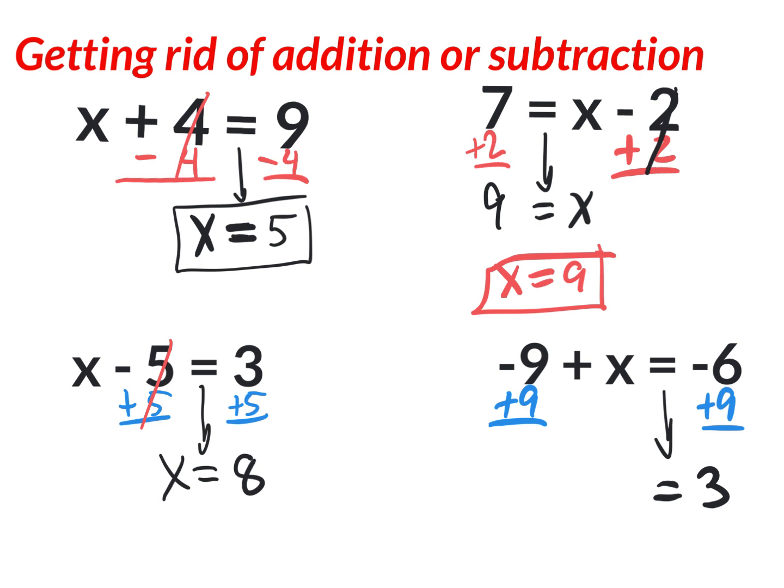This canceled out, so you could put a line through it. I mean, technically, it's equal to 0, right? 9 take away 9 is 0. You bring down the x, and that's your goal, to get x by itself. X equals 3. That's your final answer.